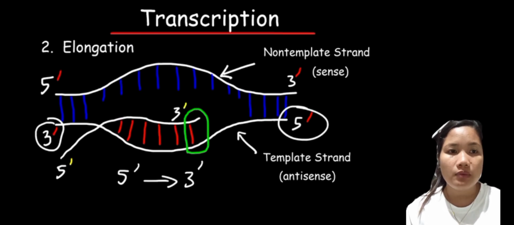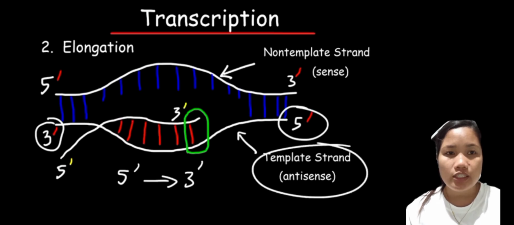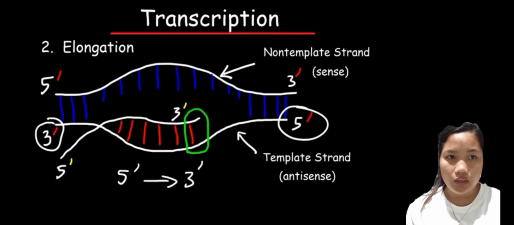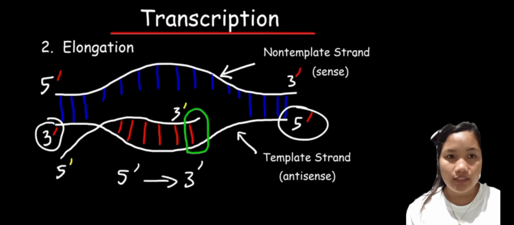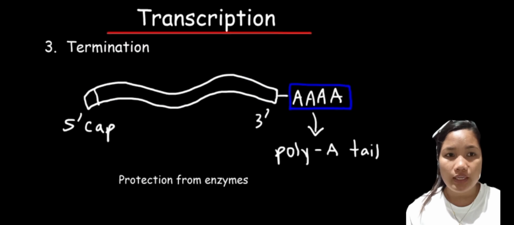Now, there are two strands that you need to be familiar with. The first one, the one used to synthesize mRNA, is called the template strand or the antisense strand. That is the one RNA polymerase acts upon. The other one, which is not used, is called the non-template strand, also known as the sense strand. Some textbooks will call it the coding strand because its sequence matches up with RNA, except that uracil is found in RNA but thymine is found in DNA.